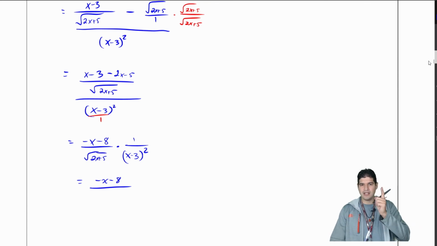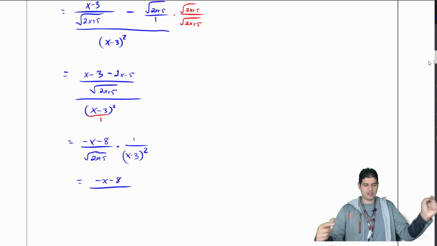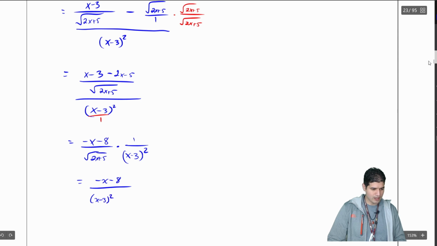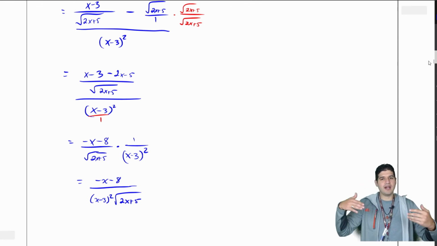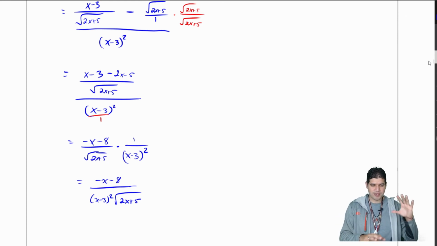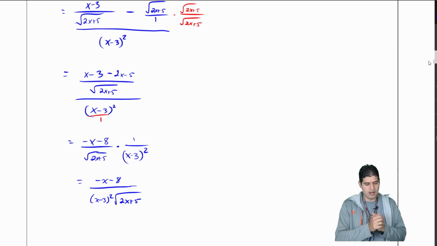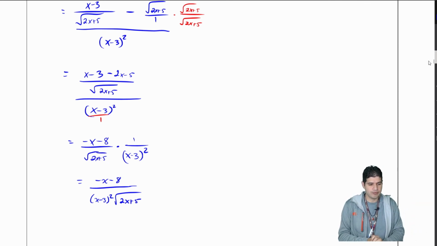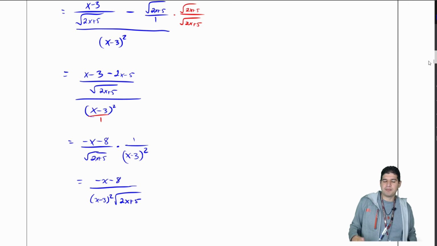Actually, I think I'm going to write the x minus 3 squared first, because I like to keep the radicals at the end. So I'm going to get x minus 3 squared times the square root of 2x plus 5. That looks probably a little bit neater in my head. And in my numerator, I could actually factor out a negative and put that negative in the front of the fraction and then have x plus 8, but I really don't think that extra step is going to do anything here. And I know that this problem is a beast of a problem.